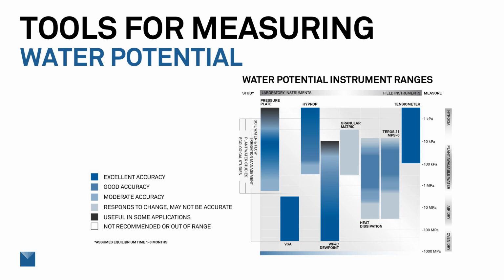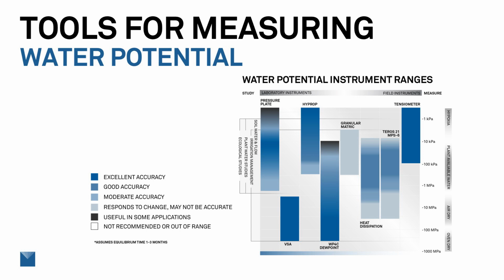And then we have our field sensors. So we have things like granular matrix sensors, heat dissipation sensors, and things like the Terros 21 or MPS6 sensors that give us a much broader measuring range in terms of water potential, but they sacrifice accuracy. And then we have a tool like a tensiometer, which gives us a much higher accuracy, higher quality measurement of water potential, but it's limited to the wet range.